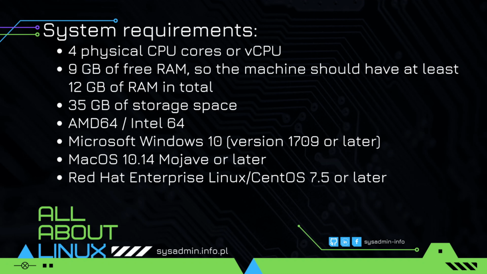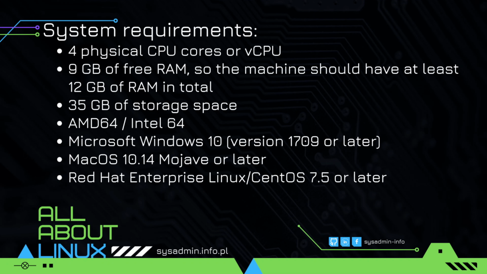and 35 gigabytes of storage space for OpenShift containers. So not only 35 gigabytes in total, but more, because 35 gigabytes is for OpenShift. I will show you in a moment how big my home directory is. And of course, an AMD64 or Intel 64 CPU and one of the mentioned systems.